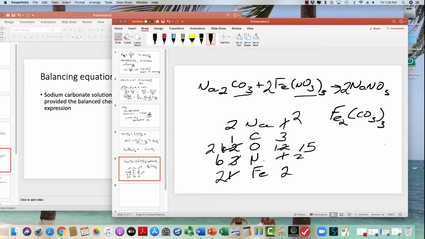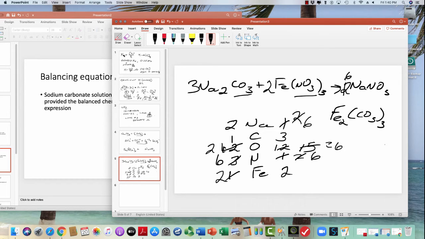We need to multiply nitrogen by 3. So we got 2 already. We need 6. So if we change this to a 6, multiply that by 3. Now we got 6 nitrogens, what we need. Now we got 6 sodiums. And now we got 18 and 18. That's going to be a lot of oxygens. That's going to be 36. Now let's go back up to sodium. Now we got 6 on the right, 2 on the left. So you need to multiply this one by 3.